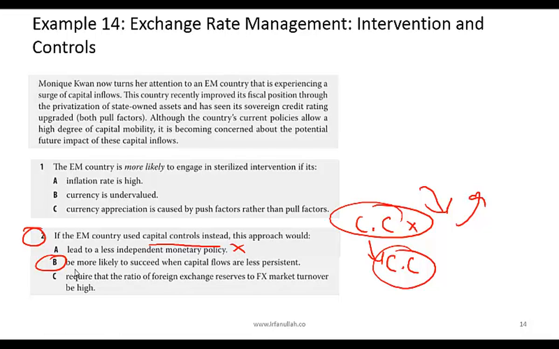B is actually true. Substantial evidence suggests that capital controls work well if the capital inflows and outflows are not persistent. On the other hand, if capital flows are persistent, for example, if capital is constantly coming into the country, then capital controls do not work that well. So B is correct, that this approach of capital controls would be more likely to succeed when capital inflows are less persistent. And then C is not a true statement.